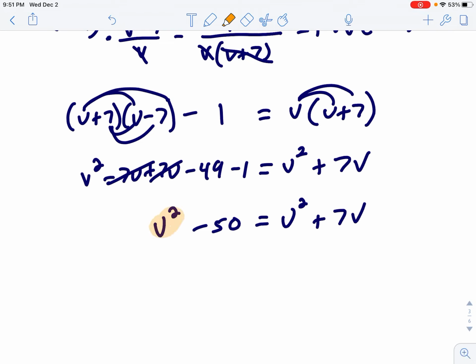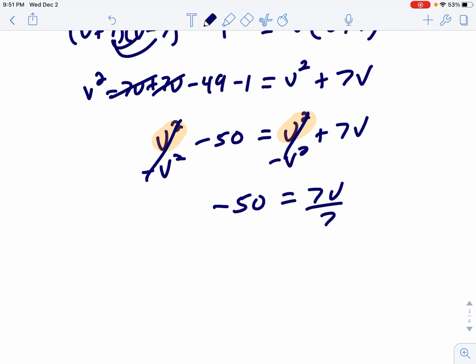Let me get my V squared terms together. They're like terms, and that's kind of nice. They just cancel out. Negative 50 equals 7V. Divide both sides by 7, and I am done. Negative 50 over 7.